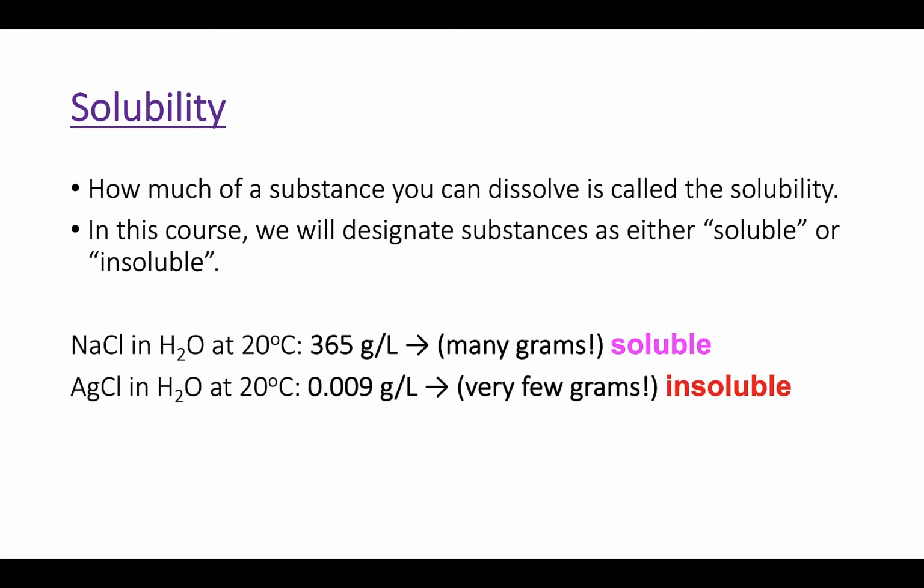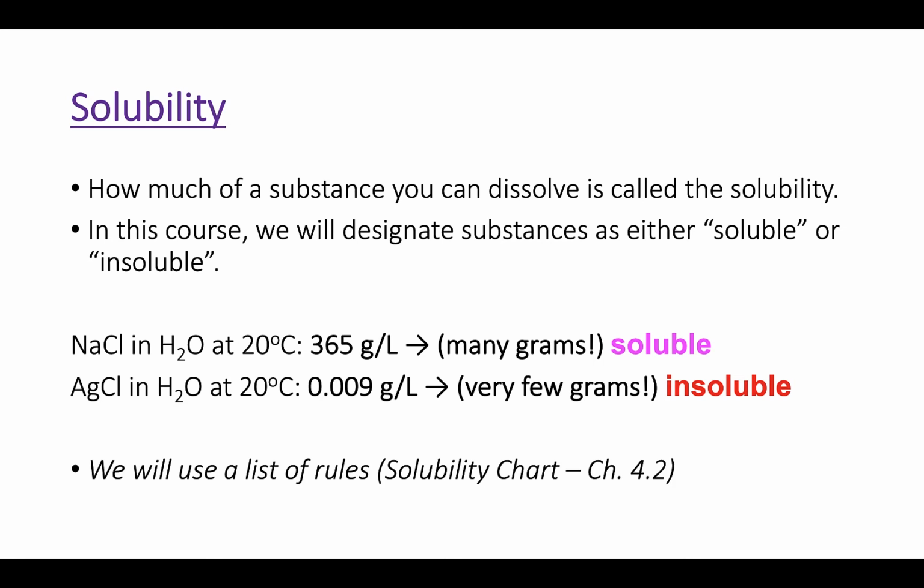Conversely, something like silver chloride in water has a very low solubility, so that same amount of water, 1 liter, can only accept 0.009 grams, or 9 milligrams. And so we would call this one insoluble. And for all intents and purposes of this course, we're just going to divide salts into those 2 categories. When I say salts, I mean an ionic compound. We're really going to focus on ionic compounds mostly here. Either they're soluble or they're insoluble.